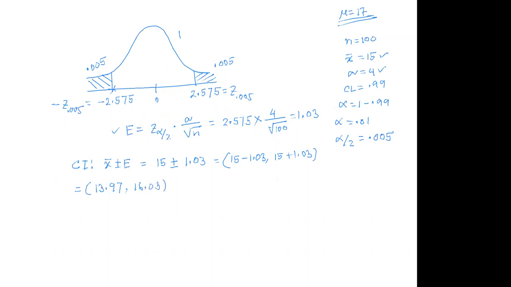16.03. So for your college, at 99% confidence level, your confidence interval is between 13.97 and 16.03. That's the interval you found. You are 99% confident that the true population average, true average number of hours your college students study, falls between 13.97 and 16.03.